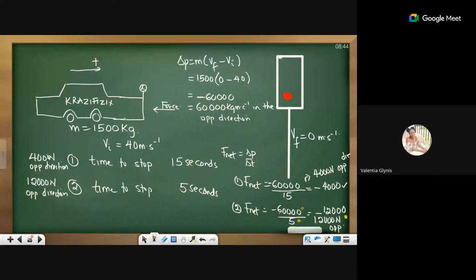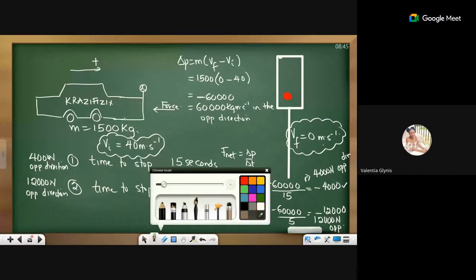Now, do you notice both cars had the same initial velocity? Yes. Both cars had the same final velocity. Both cars got to the robot and stopped. So what's the final velocity? It was 0. Good. So both cars started at 40 meters per second. Both cars ended with 0 and they have the same mass. But one car drove faster than the other one. Which one drove faster? Car number 2.